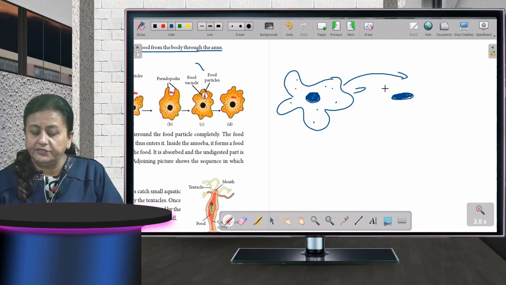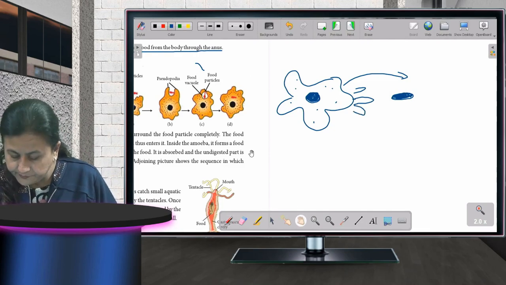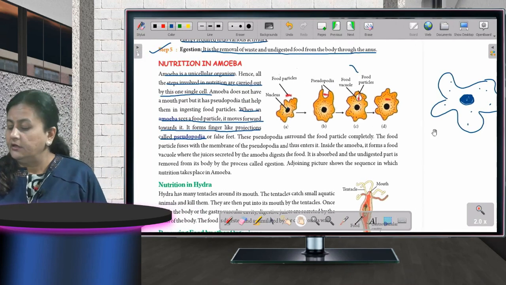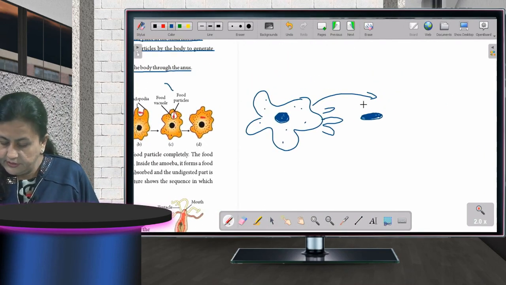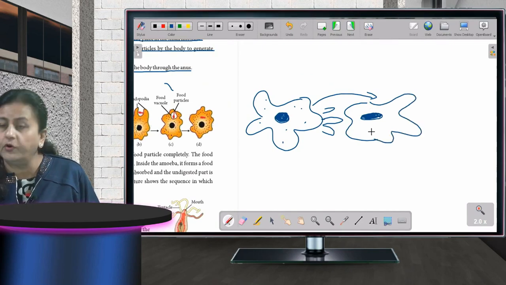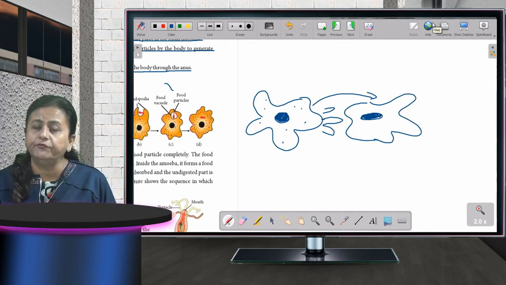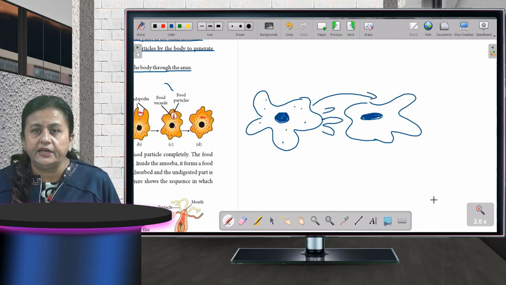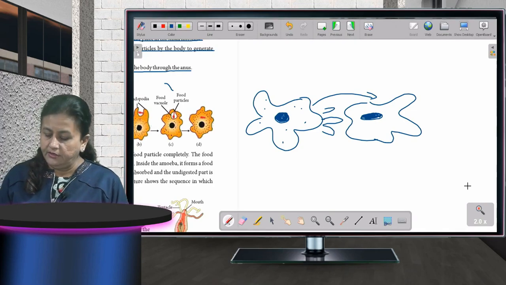With its finger-like projection, it will start moving like this. You can see here also, it's pseudopodia. Now what happens once it starts moving? It will cover the whole food area. Once it covers, it will digest over there. It will form a food vacuole, and whatever food is there, it will digest there only. After that it will get some energy and it will multiply or reproduce.